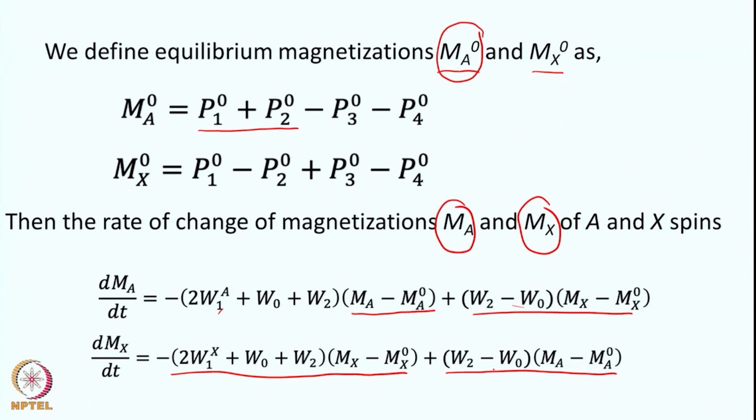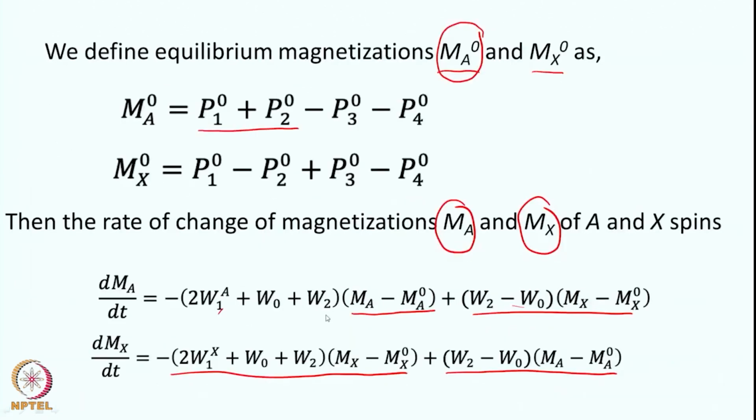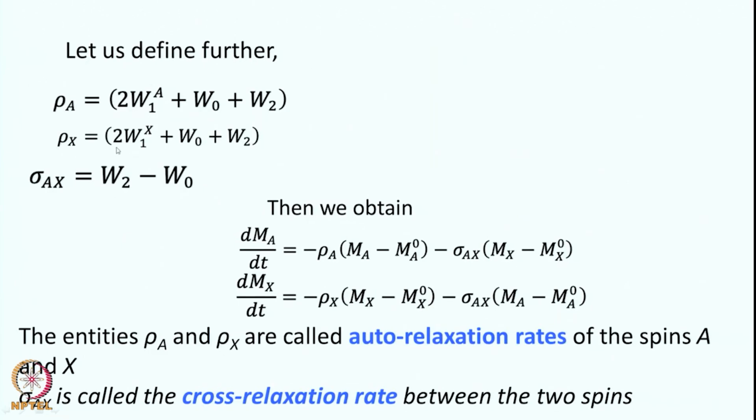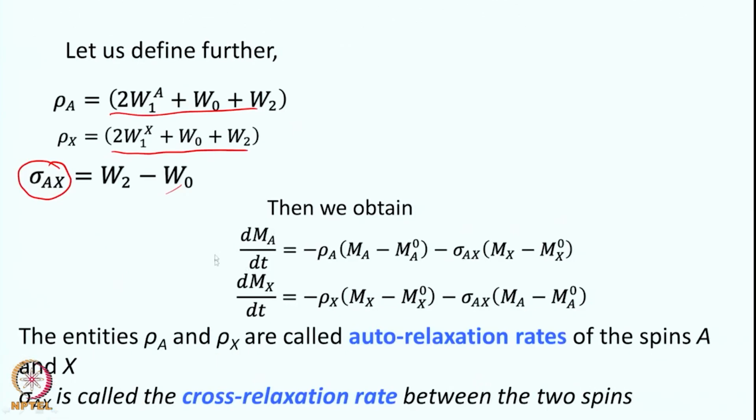So, now here one can find the rate of change of magnetization for both spin A and spin X. Then let us simplify this complex equation. For that, let us define this whole term as sigma A, and these terms as sigma X. We can simplify and define sigma as omega 2 minus omega 0, that is, double quantum transition minus zero quantum transition. If we define this, then with a little bit of algebraic representation, we can simplify the previous equation.